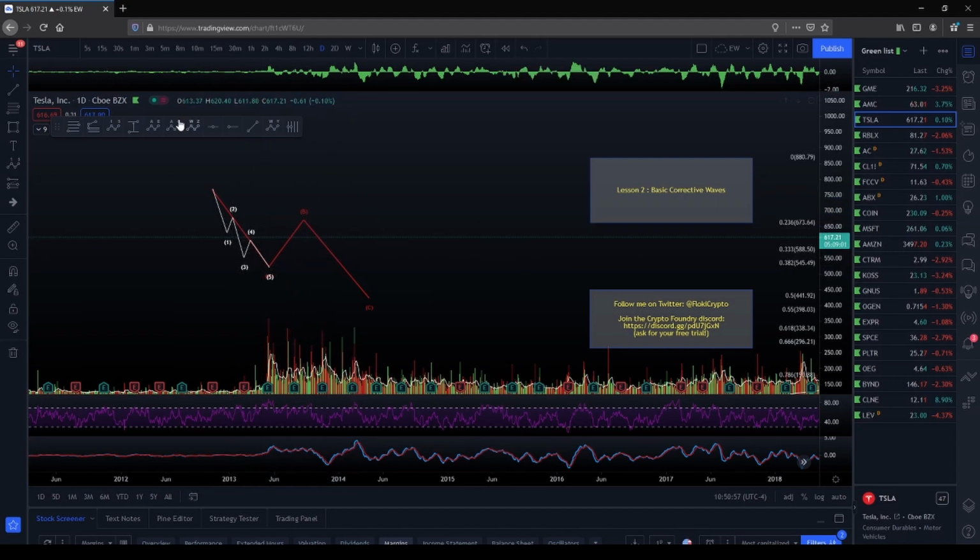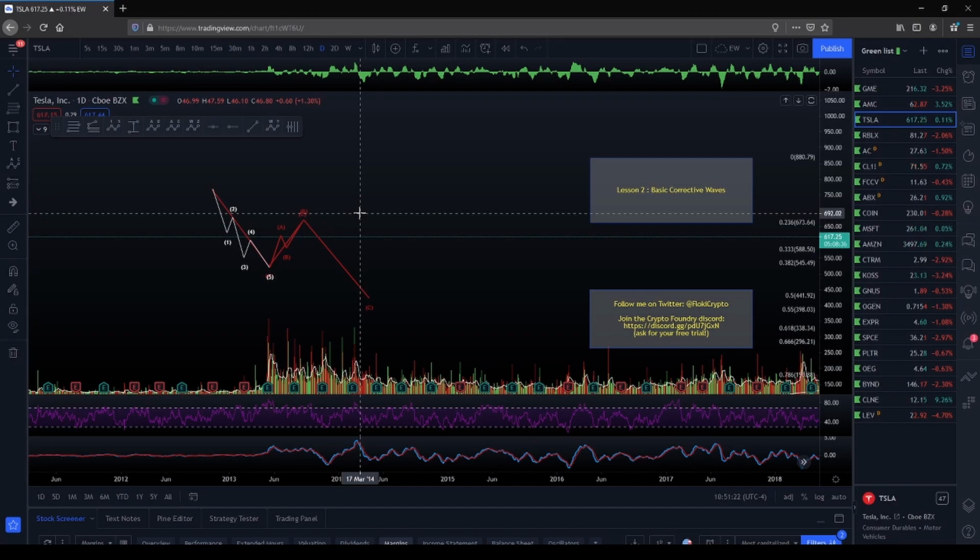As for the composition, you'll normally see a zigzag. I won't go into proportions here, but the majority of the time you can expect to see a zigzag in wave B. And if you don't see the zigzag, you can basically zoom in. You're going to see the waves a bit better.